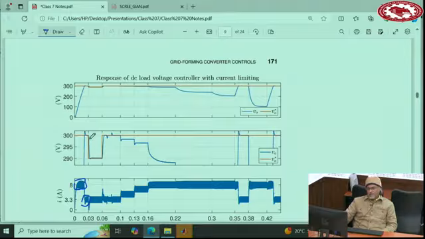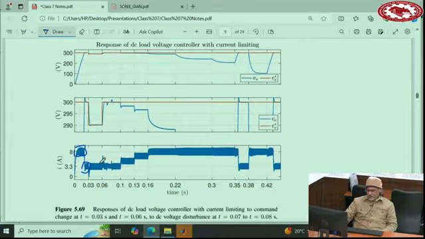Here we applied a set point change from 300 to 290, and this is the transient that you can see. So this figure basically is the same. It's a zoomed version of the same thing. And this is the current, and these points, I believe, let's see what happens.